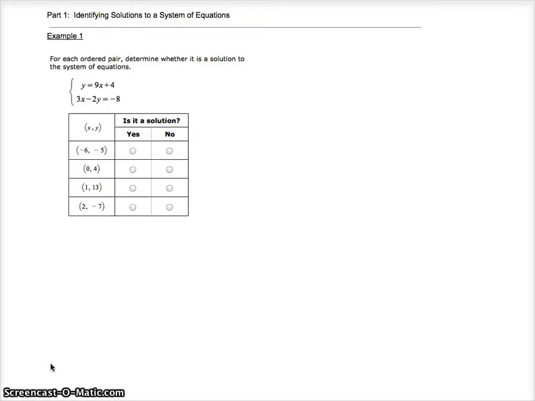Hello, welcome to Introductions to System of Equations. In part 1, we're going to look at identifying solutions to a system of equations. Before we get started, we need to understand what a solution is.